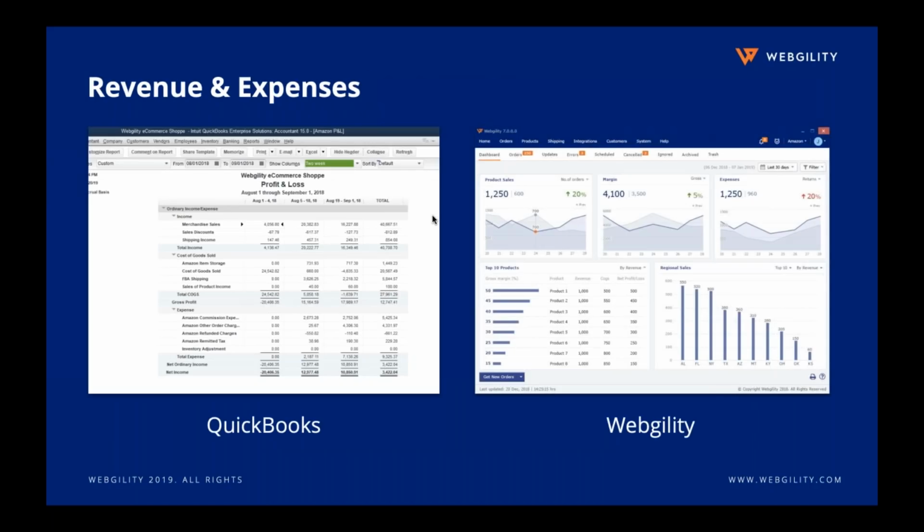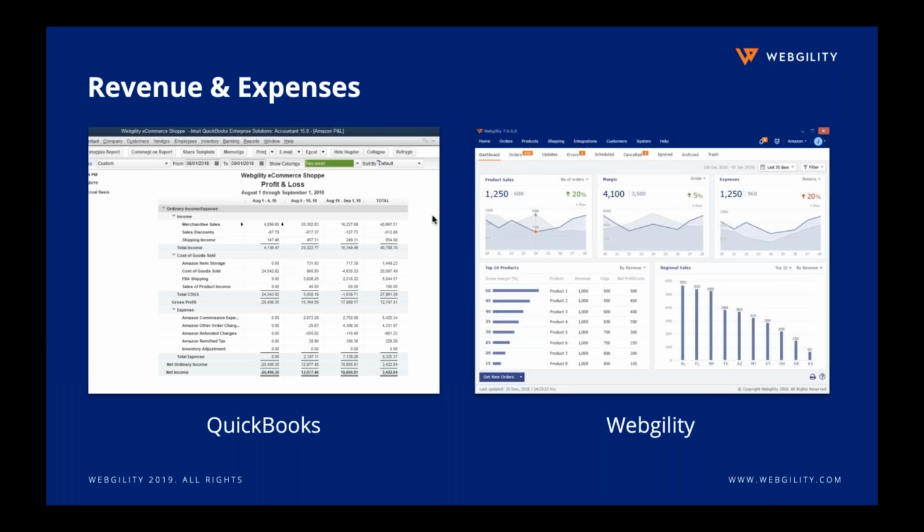Okay, and then last but not least, or this isn't last actually, we can see the revenue and expenses. Here's a P&L statement from QuickBooks. This gives you a little bit more detail as to some expenses that we don't track. For instance, this could be soft expenses or labor, or some of those items that are not directly related to a product or to an order.